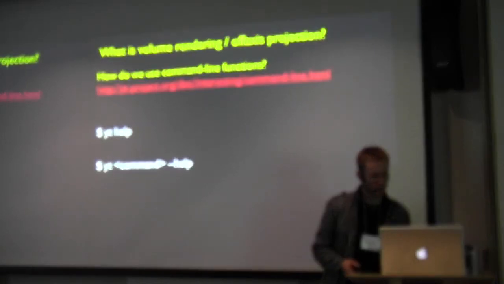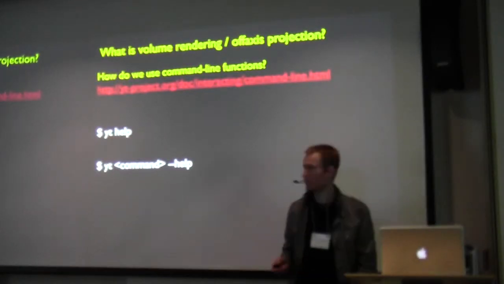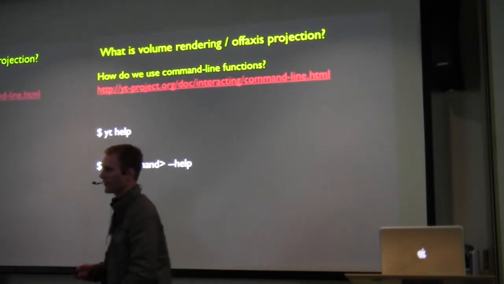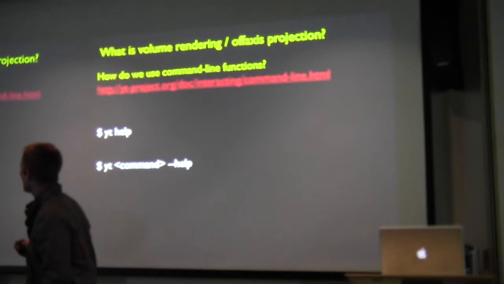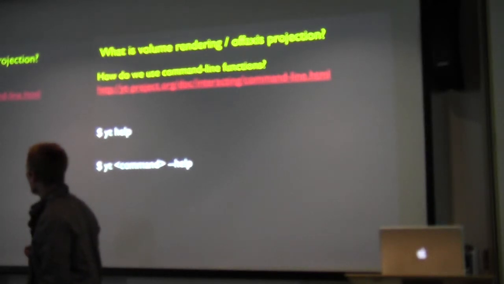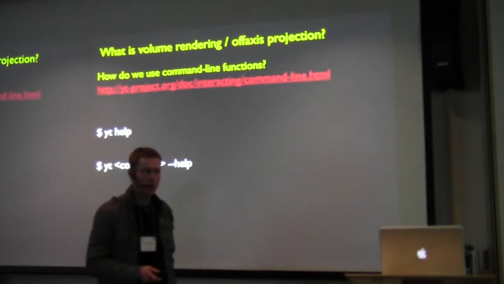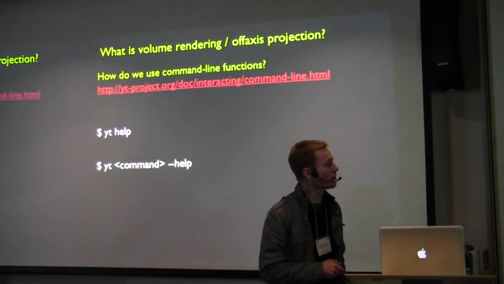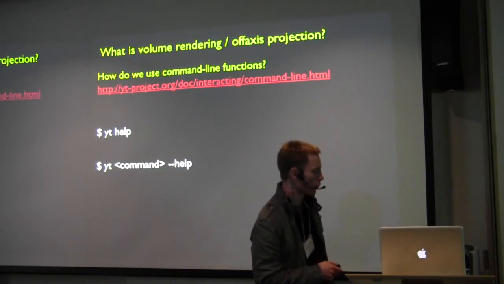But anyway, okay. So let's get on to what's going on here. Oh, why do I still have... What is volume rendering off-axis projection? Well, don't worry about that top line. I'll modify my slides. So how do we use command line functions? There's a full description of command line functions on the documentation site that you can access if you need to. But for now, we'll go through it together.